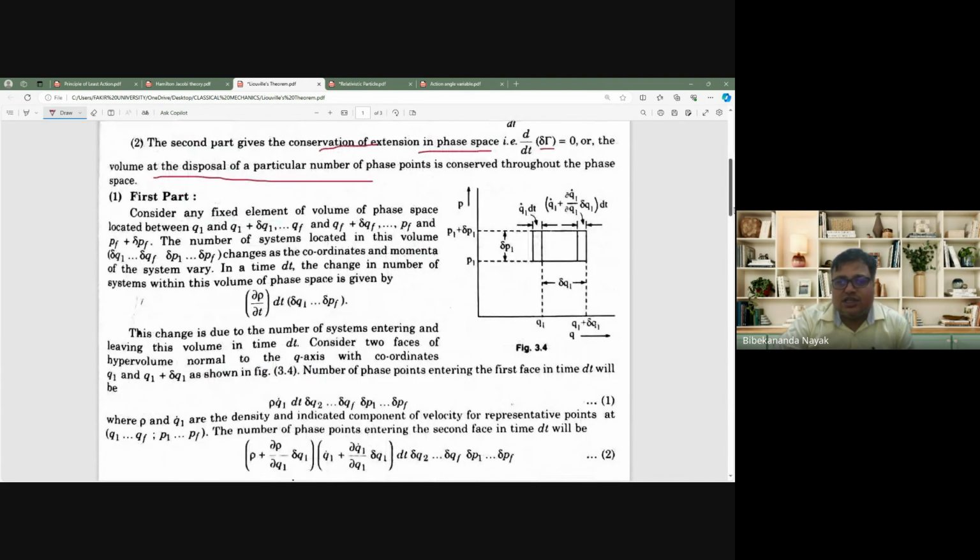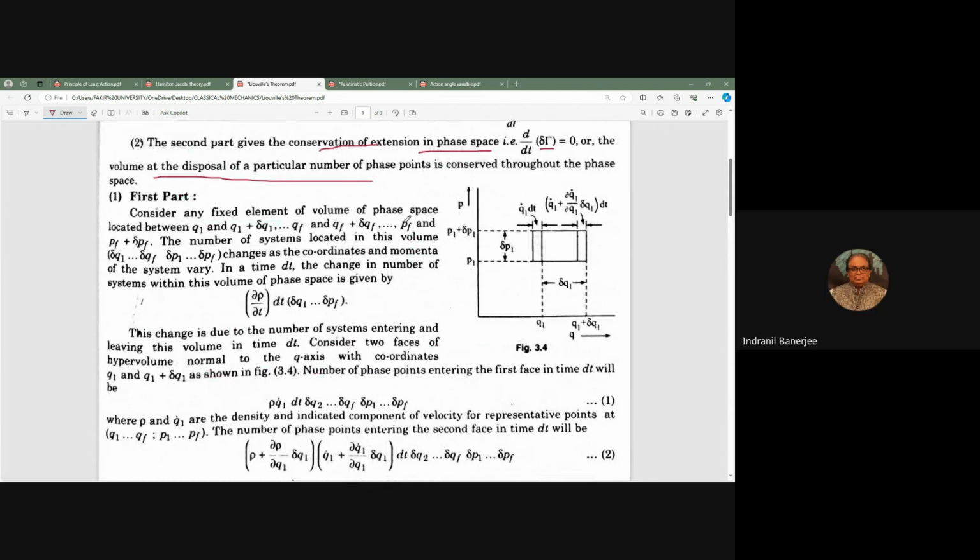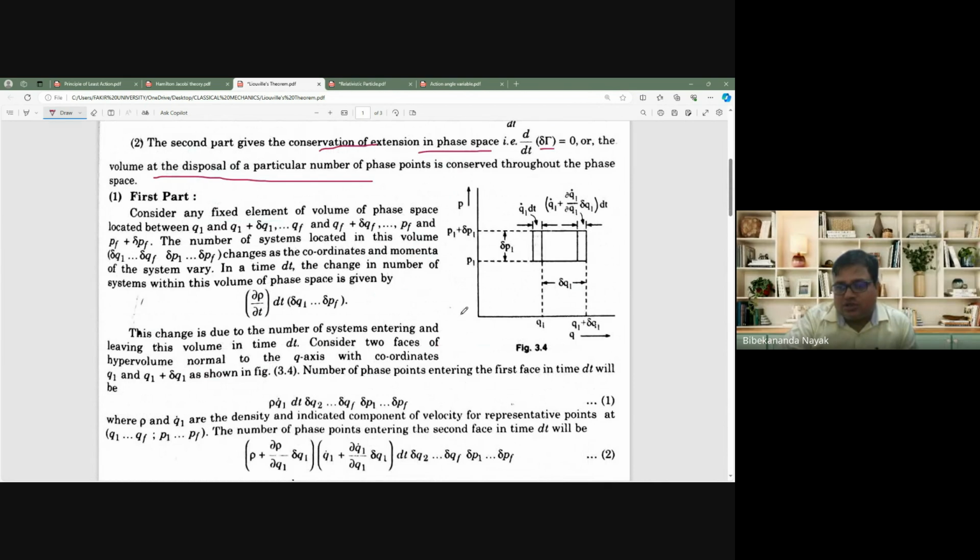So consider any fixed element of volume of phase space. Phase space has f position coordinates and f momentum coordinates, so here the space has q1 to qf and p1 to pf. Let us consider the change in one direction, in the q1 and p1 case. We consider the volume between q1 and q1 plus delta q1, with the other q components fixed, and similarly for momentum, the points between p1 and p1 plus delta p1, with the other momentum components fixed.